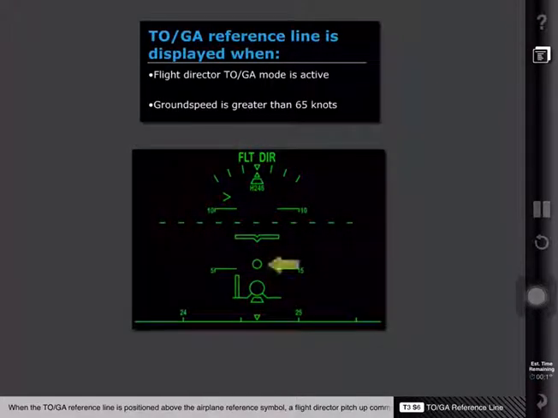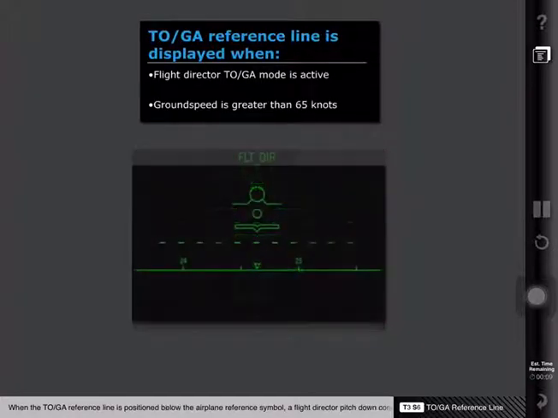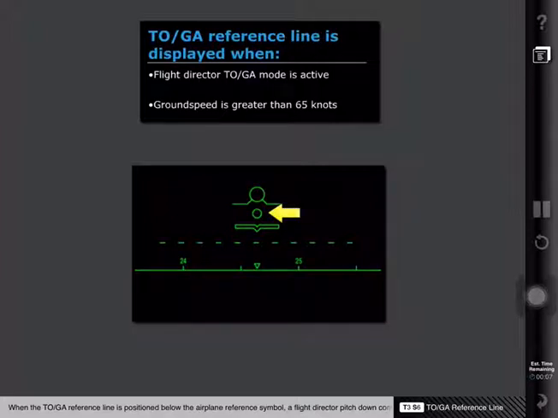When the TOGA reference line is positioned above the airplane reference symbol, a Flight Director Pitch Up command will be displayed. When the TOGA reference line is positioned below the airplane reference symbol, a Flight Director Pitch Down command will be displayed.